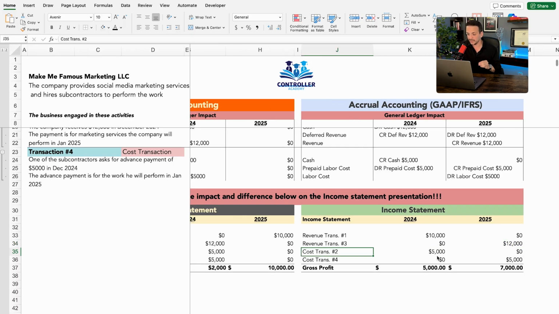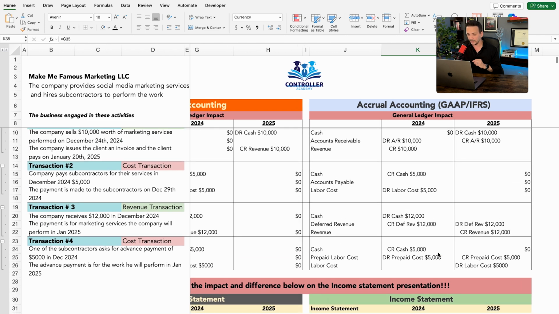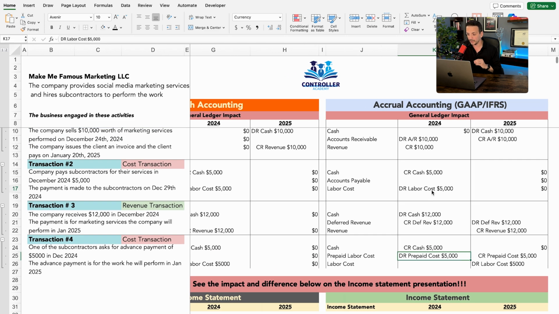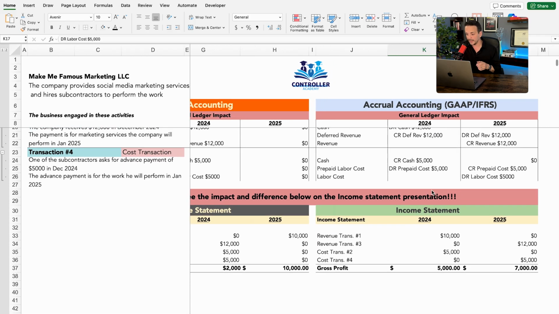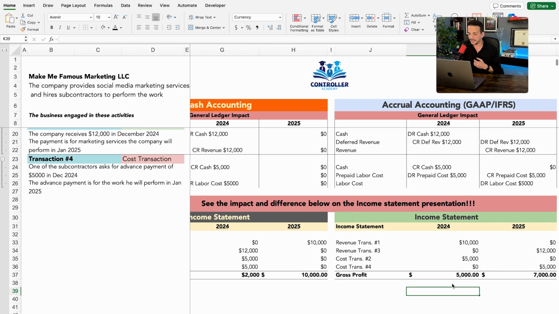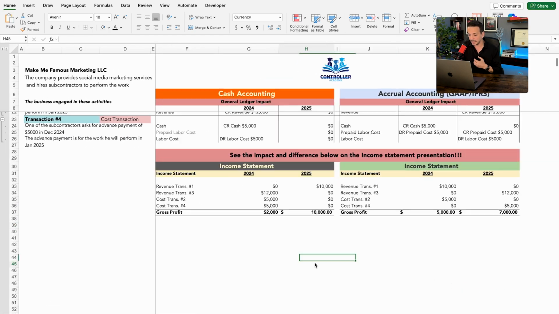For the first cost transaction, we're recording here correctly under accrual accounting, $5,000. Because we're saying here that the $5,000 belongs to 2024, which is the same treatment, by the way. This is the only transaction that has the same treatment under cash and accrual accounting, and that goes right here. For the final transaction, which is a cost transaction, under the accrual accounting method, we record the $5,000 in 2025 correctly. And you can see that for both the cash and accrual accounting, the gross profit is different in both years. It's $2,000 in 2024 and $10,000 in 2025.